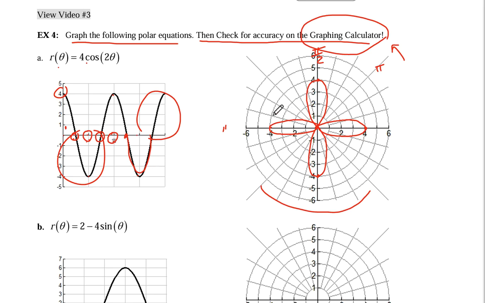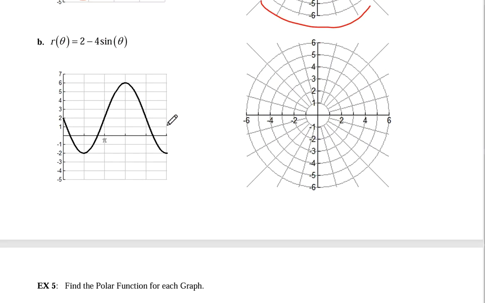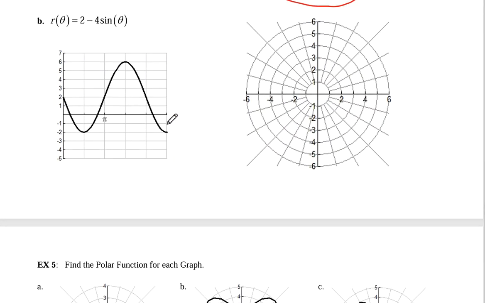Now these are called roses, and notice that when you have 2 theta, right, you're getting 4 petals. That's something to notice.